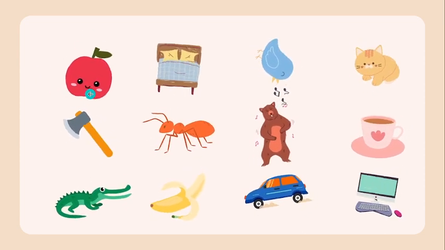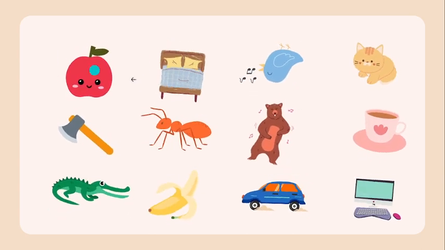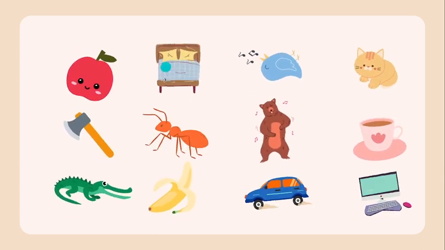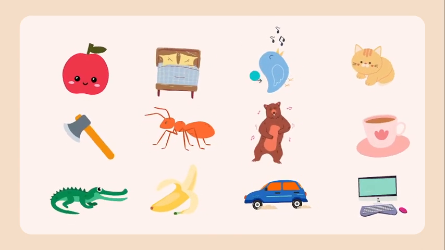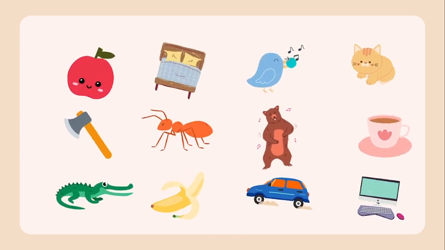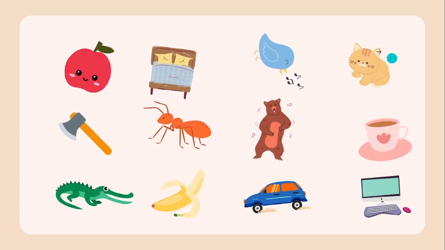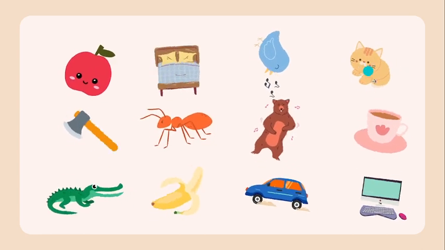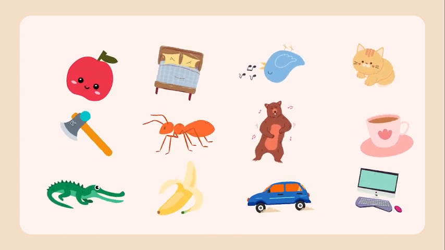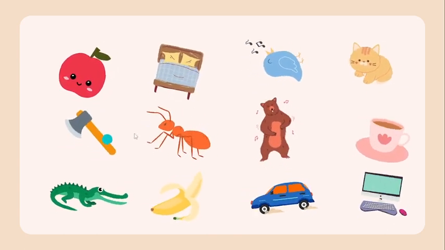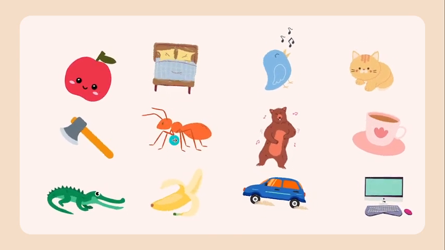It is an apple. It is a bat. It is a bird. It is a cat. It is an axe. It is an ant.